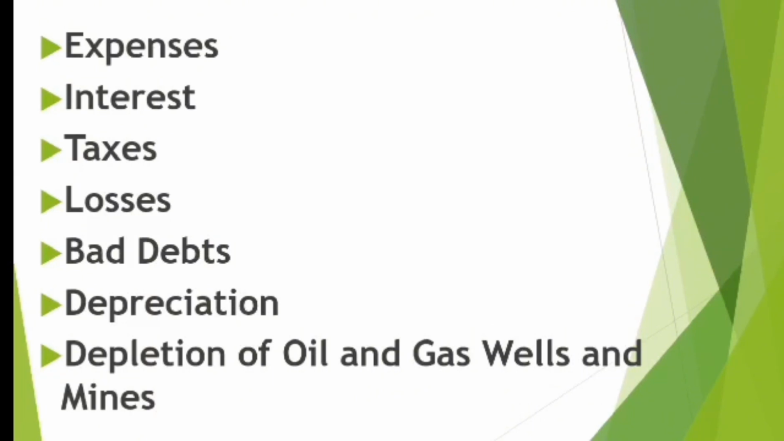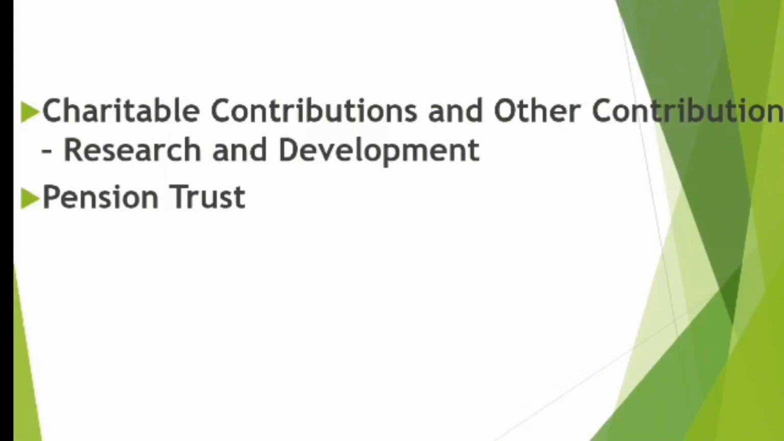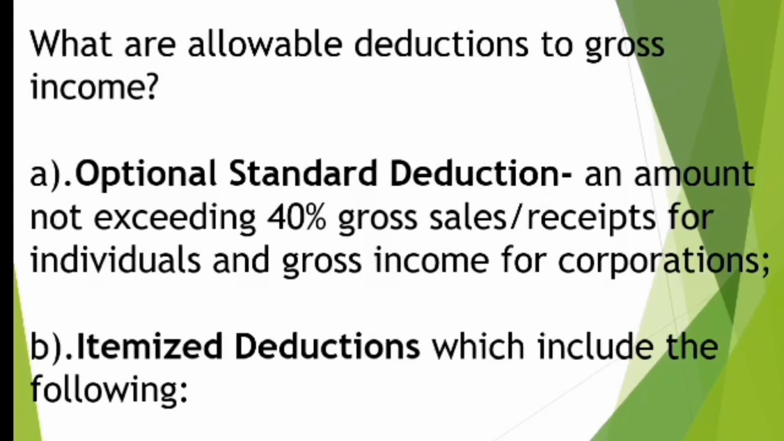expenses, interest, taxes, losses, bad debts, depreciation, depletion of oil and gas wells and mines, charitable contributions and other contributions, research and development, and pension trust. Itemized deduction is an expense that can be subtracted from your adjusted gross income or AGI to reduce your taxable income and lower the amount of taxes you owe.